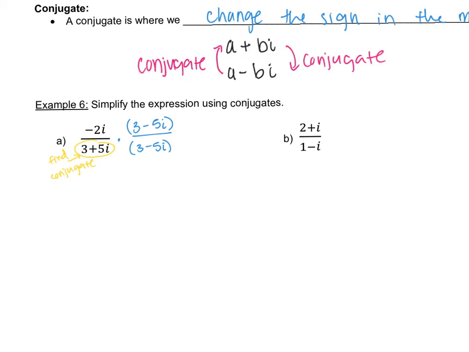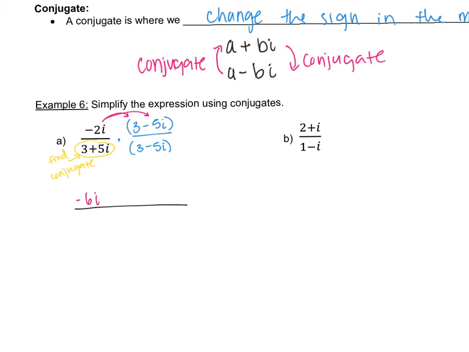So when I'm setting it up, I always take the denominator, find the conjugate, switching the signs in the middle, and I multiply the top by the same conjugate. From here, it's a matter of just knowing how to multiply and FOIL. So I'm going to show you. I have the top here, negative 2i, and I'm going to multiply that straight across. I multiply the negative 2i by the 3, which gives me negative 6i.